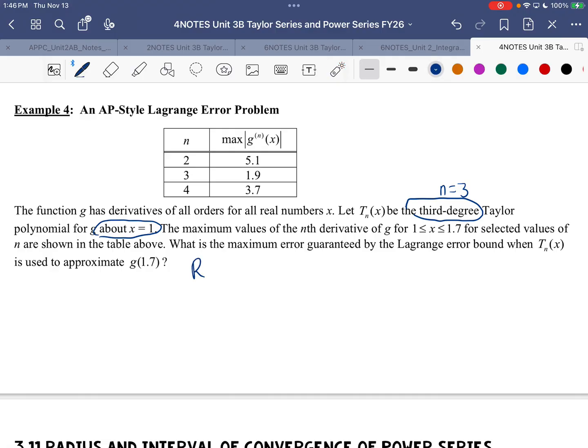So you're doing R3 at x should be less than the maximum of g at 3 plus 1, that level derivative, over 4. Oh, hang on. 3 plus 1. I'm gonna spell it all out for you here. Factorial.